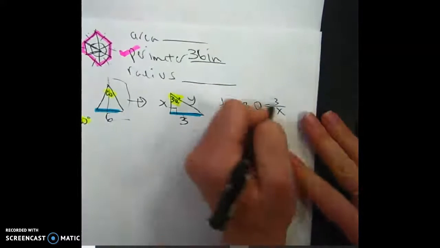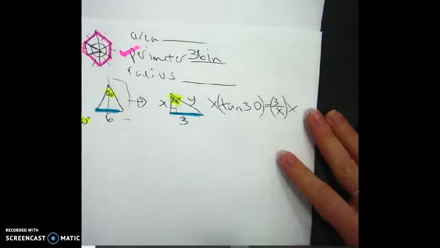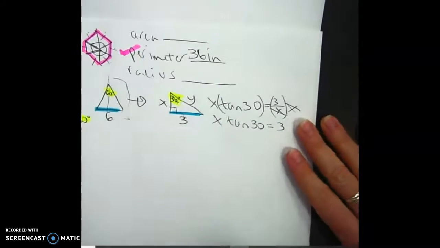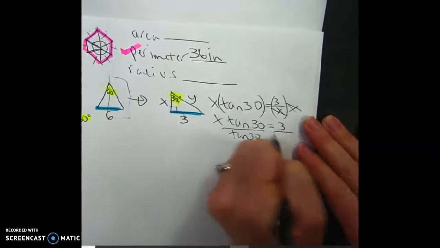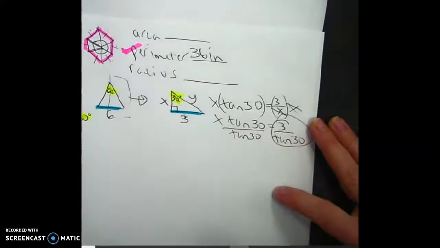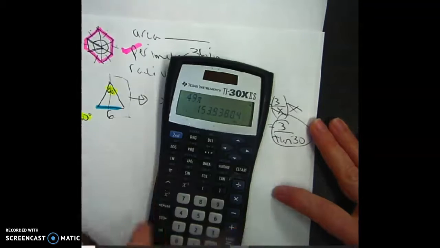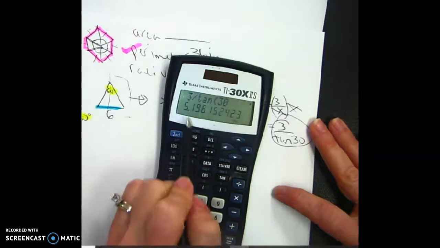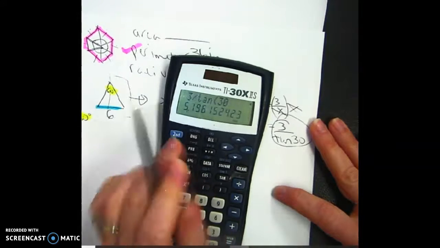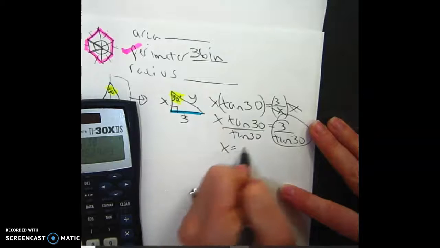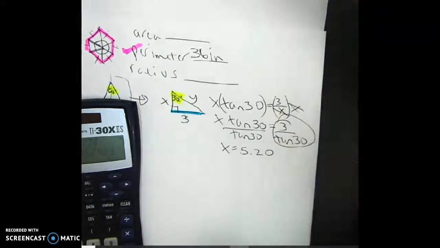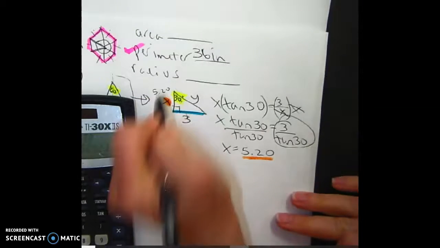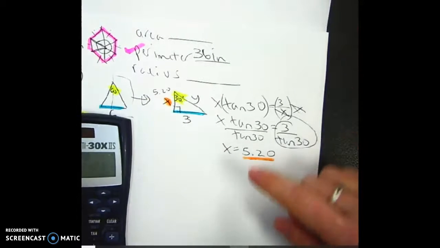If I'm going to solve this thing, first thing I do is multiply both sides by x. And then I divide by tan 30. And then I'm going to put that in my calculator. So I'm going to go 3 divided by tan of 30. And I get 5.19, but the 6 rounds it up to 20. So x equals 5.20. So that means this is going to go right there.